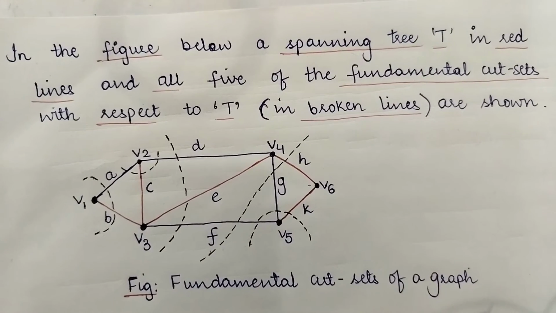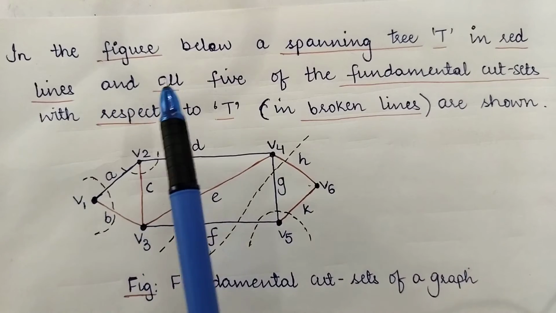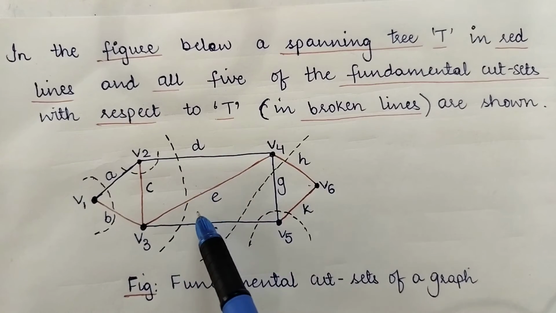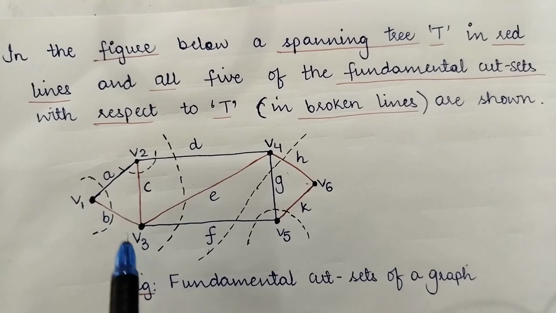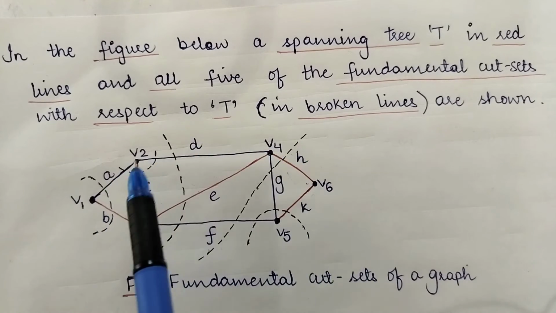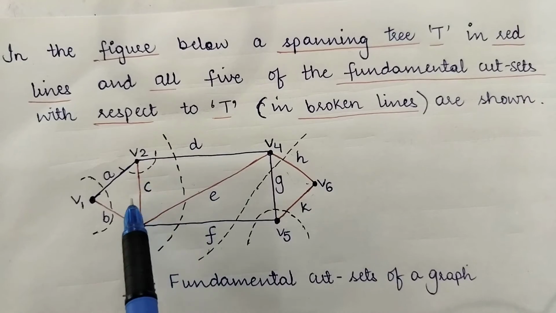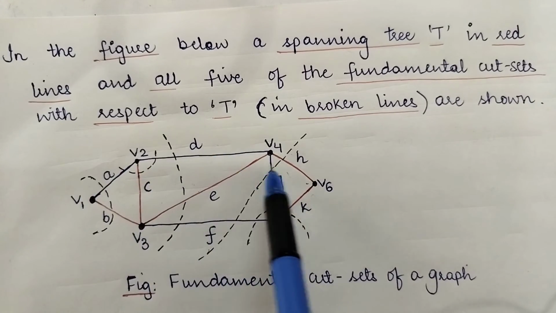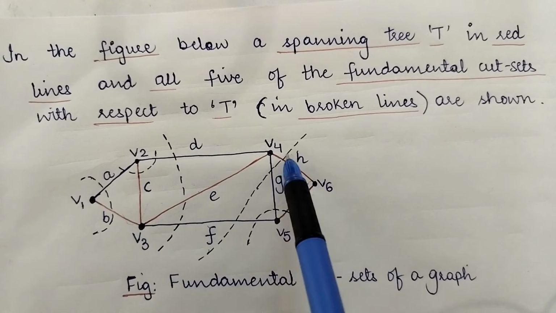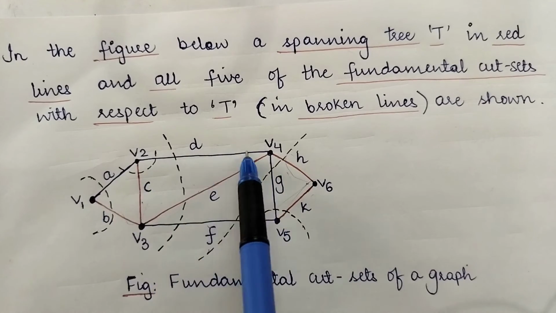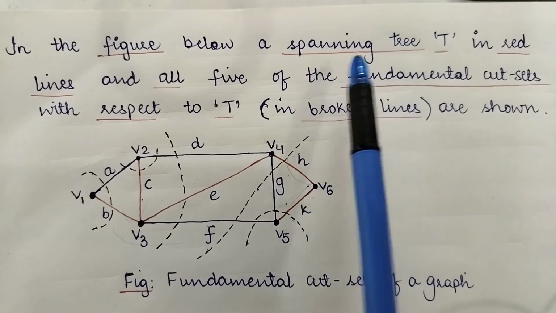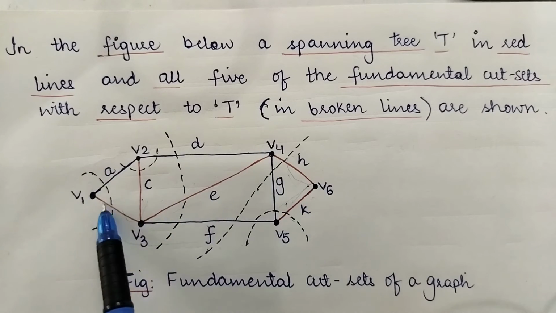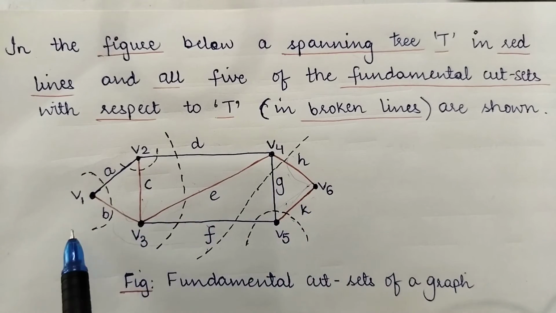Now we will understand this with an example also. Like here in the figure below, you can see that there is a spanning tree. This is a connected graph, this whole thing that you can see. And where is the spanning tree in this graph? The red lines represent the spanning tree, because a spanning tree is a subgraph of the connected graph. So if this is a connected graph, these red lines represent the spanning tree, which is a subgraph of this connected graph. The spanning tree, which I represent by capital T, is represented in red lines here. So this is your spanning tree.